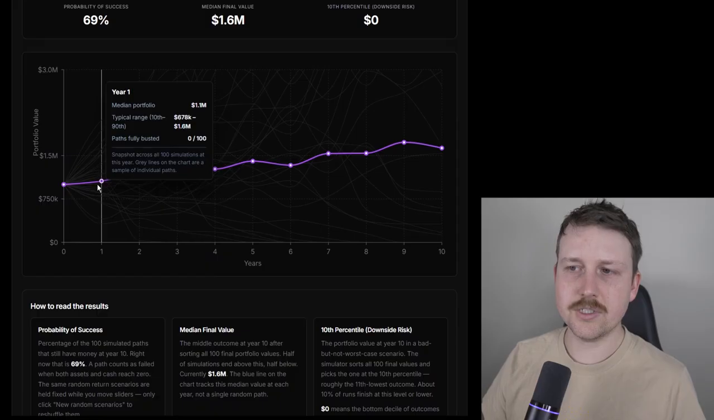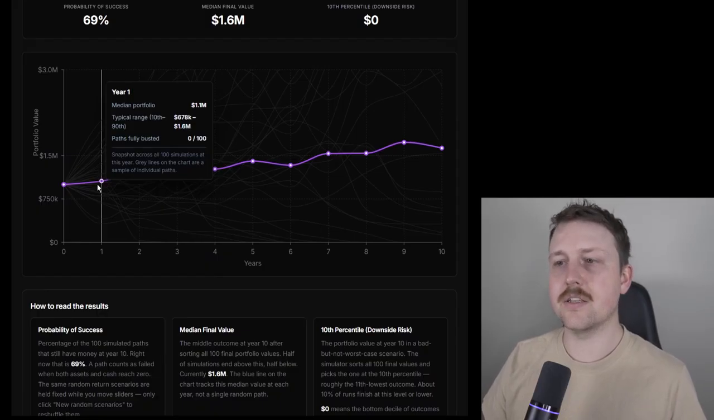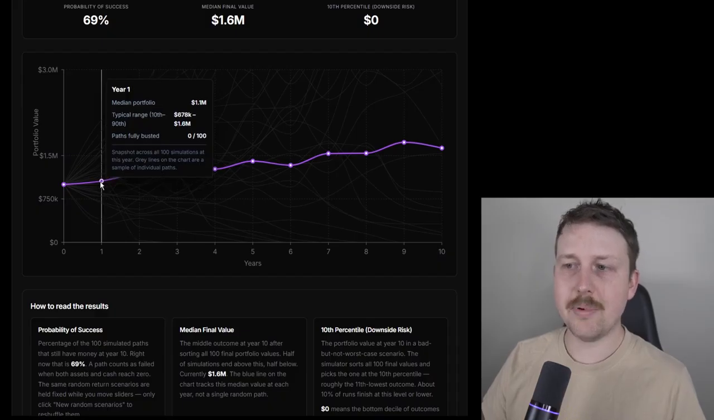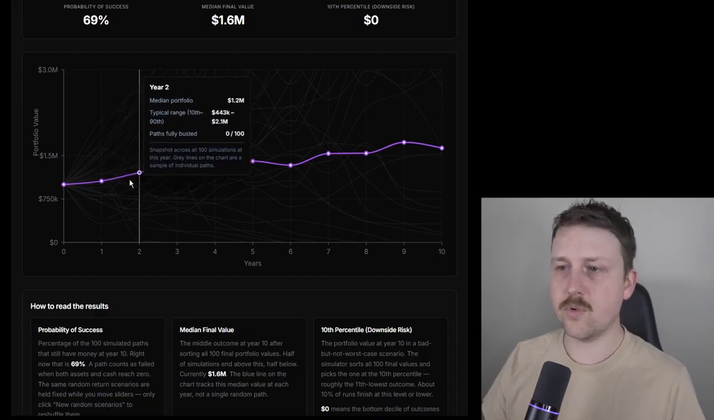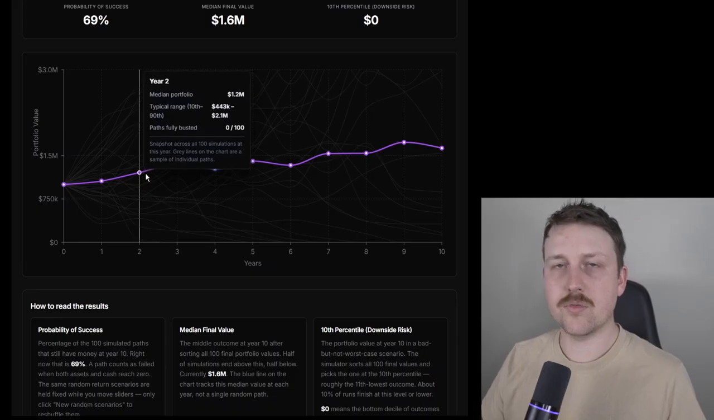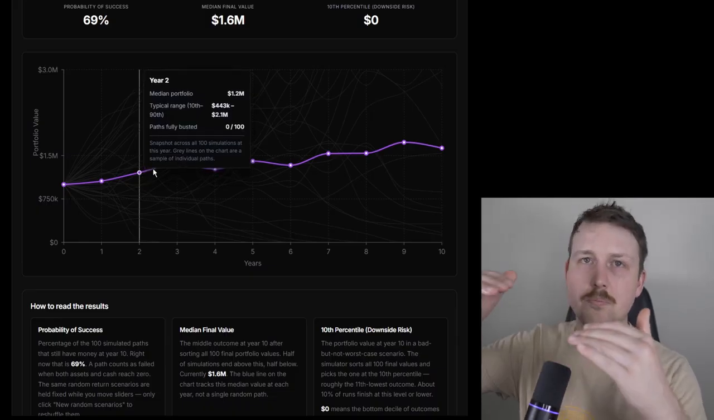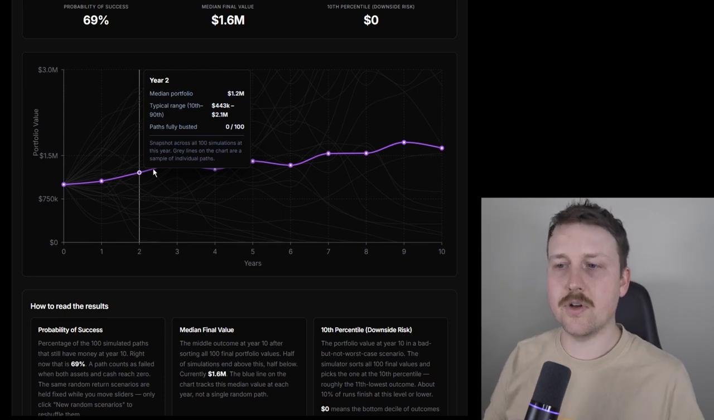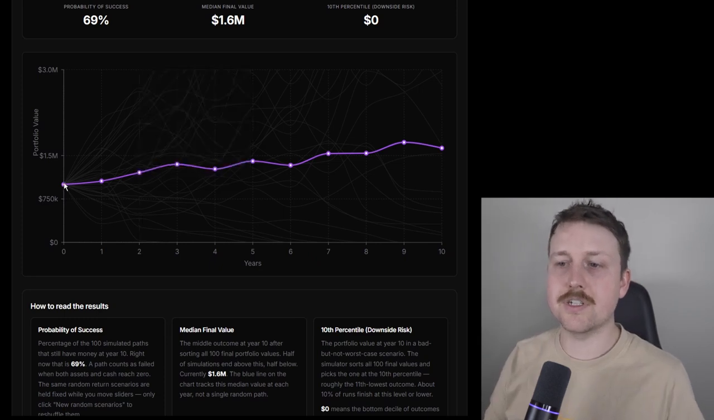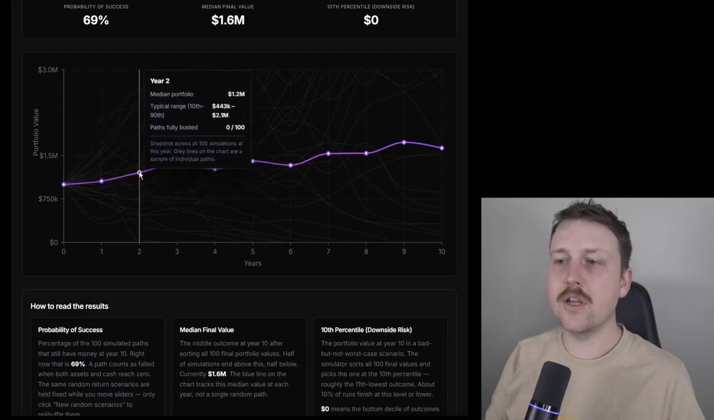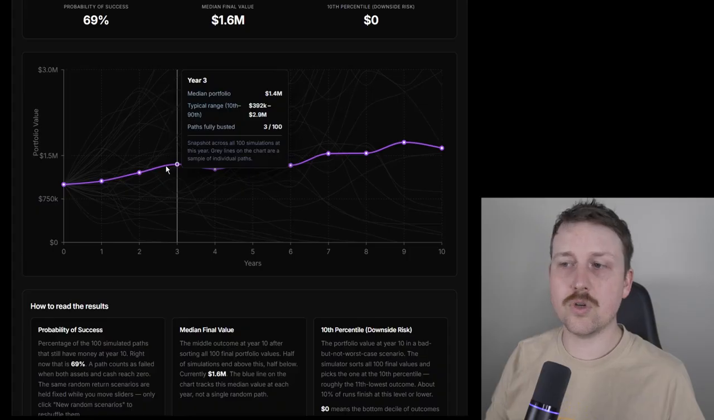And the typical range, so the 10th and the 90th percentile of this, is either the portfolio is worth 678K or 1.6 million. So no paths have gone to zero yet at this point, and we can see the typical range is going to expand on both ends because of the volatility. You have a potential of a terrible path, that volatility going to the downside year over year, and you losing the amount, or the volatility going to the upside, and then you have the middle rung here.